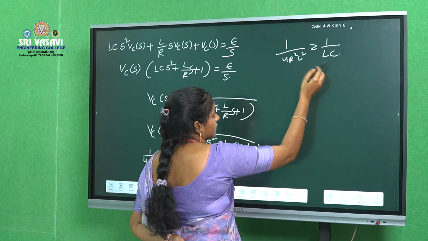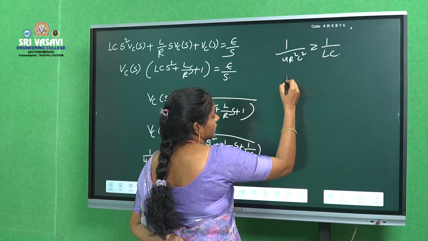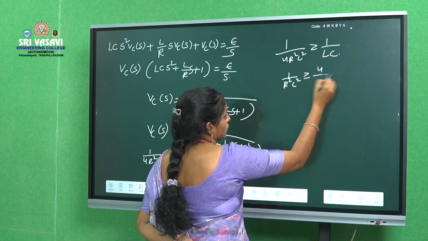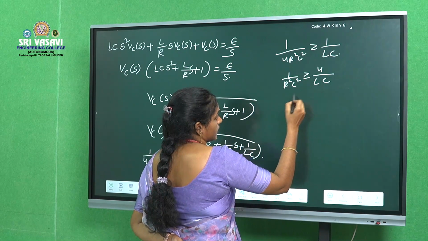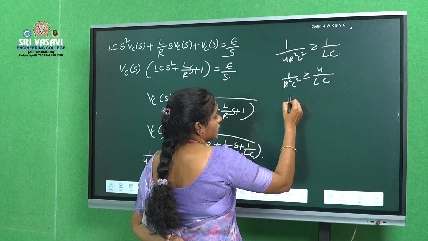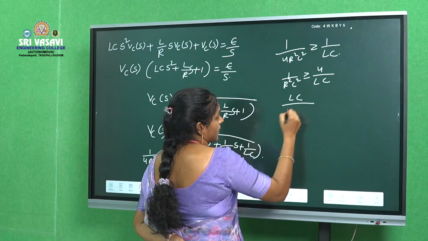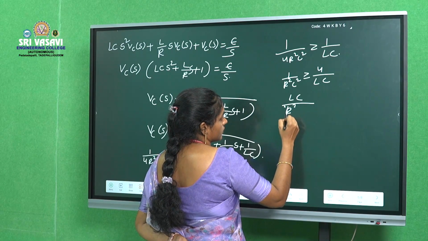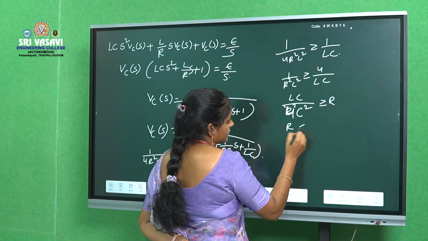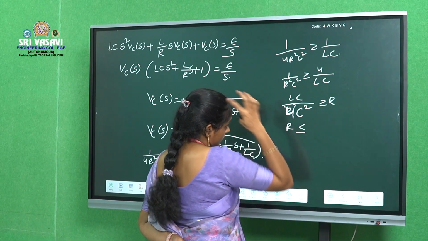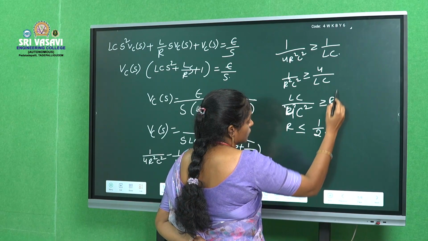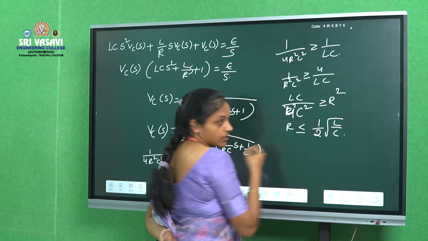Or we can write 1 by 4r square c square is greater than or equal to 1 by lc. By cross multiplying this equation, 1 by r square c square is greater than or equal to 4 by lc. Cross multiplying again, r is less than or equal to 1 by 2 into root L by C. So there are so many conditions.